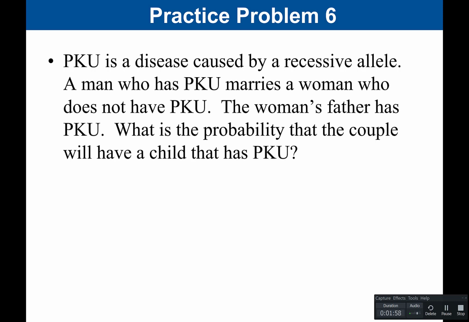So, question for you. PKU is a disease caused by a recessive allele. A man who has PKU marries a woman who does not have PKU. The woman's father has PKU. What is the probability that the couple will have a child with PKU? So I will fill this in as a pedigree. The man has PKU, so he's filled in, and he marries a woman who does not have PKU, so she is not filled in. But the woman's father, going up from the woman, has PKU. I didn't fill in the mother because we don't need that piece of information.